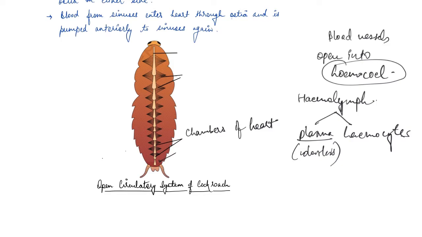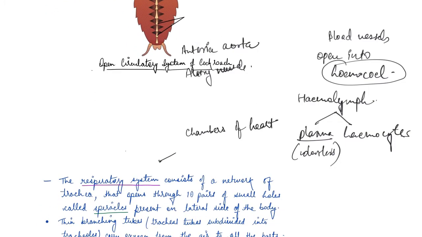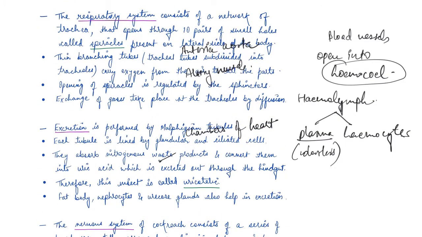So now these chambers of the heart are basically joined by alary muscles, and you have what is known as the anterior aorta, the blood vessel, right? So this is all about the open circulatory system of cockroach. So now the next system is the respiratory system.